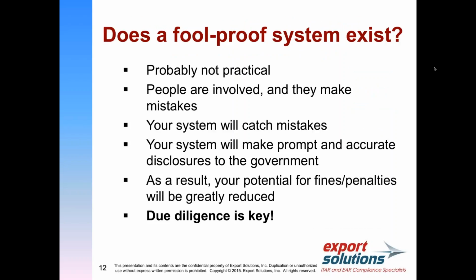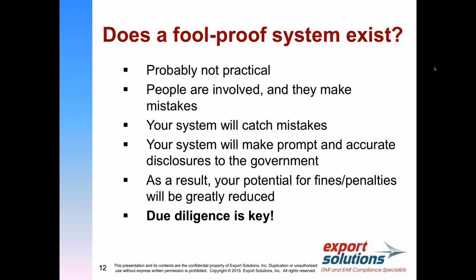Okay, as I said, there's no foolproof system. It's probably not practical. There is that trade-off between risk versus reward. People are involved. They make mistakes. We're not robots yet. Some of you might be aspiring to that, but I'm certainly not one. People do make mistakes. We make them every day. That's how we learn. Once again, mitigation is a real key to all of this. If you can mitigate the risk and the mistakes, you're doing really well.